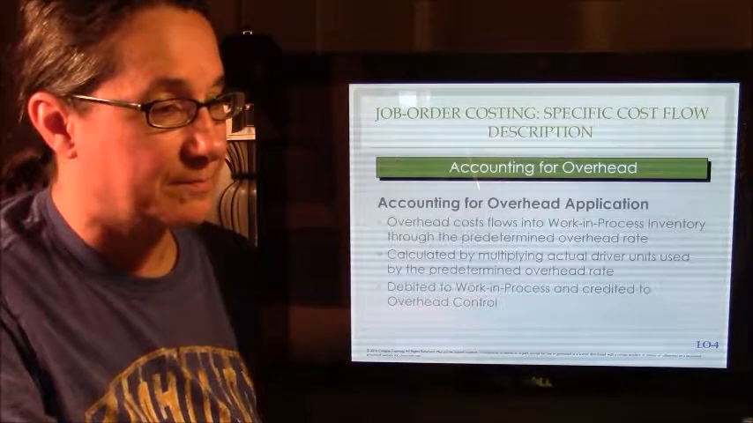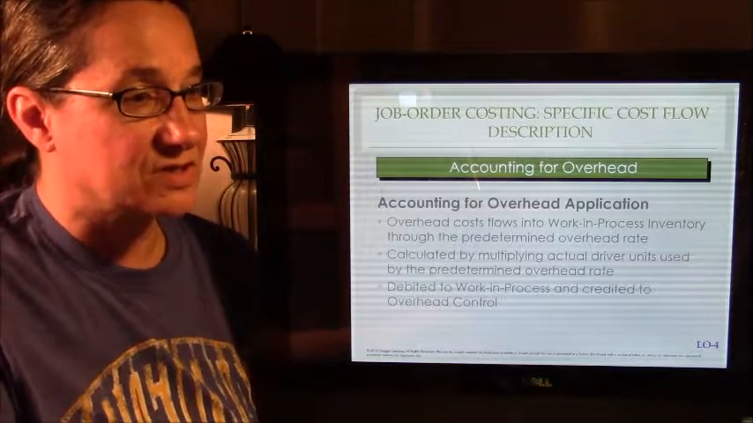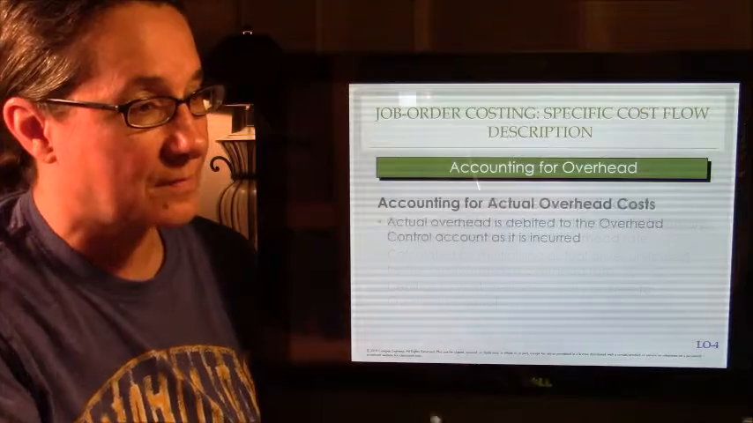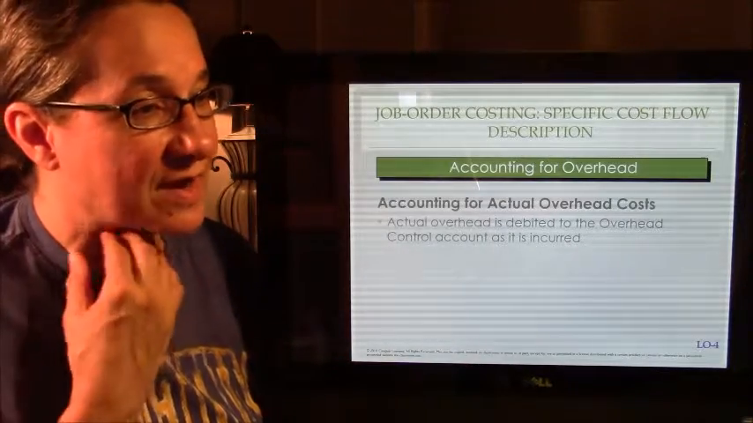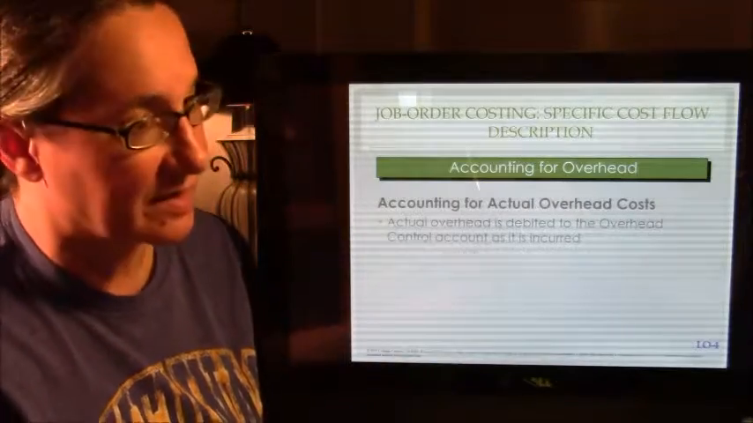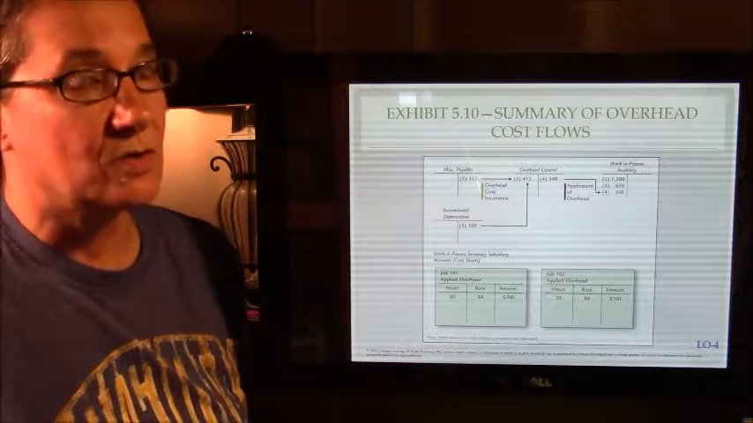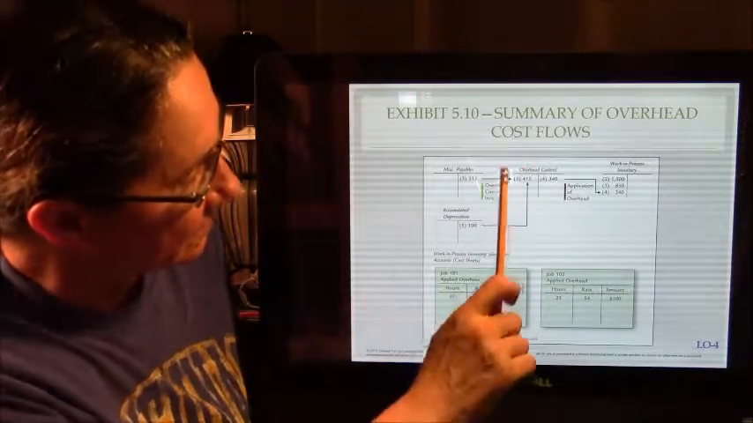Okay, so actual overhead accounts are getting debited to overhead control as they go along, and then you stick them in work in process. So here's how it looks.